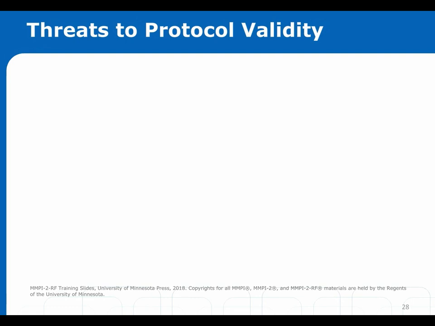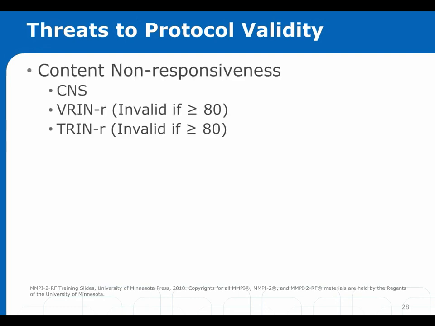So to review, we have three major categories of threats to protocol validity. The first category of threat is content non-responsiveness, and this is assessed by cannot say, which is the number of unscorable responses, as well as VRIN or TRIN. Now, if VRIN or TRIN is greater than or equal to a T-score of 80, then that invalidates the entire protocol. Stop here, go no further. And it not only invalidates the substantive scales, but it also invalidates the other over-reporting and under-reporting validity scales, as we saw on the last slide.